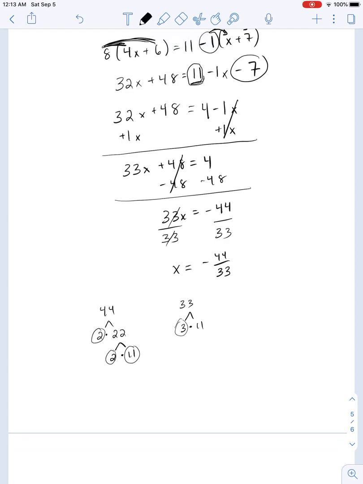Which means that this negative 44 over 33 really breaks up to negative, our 44 is 2 times 2 times 11. Our 33 was a 3 times 11. And we see those cancel out, so we're just left with a negative 4 over 3. Alright, so that's how we can prime factorize without the use of a calculator, or simplify fractions in lowest terms.